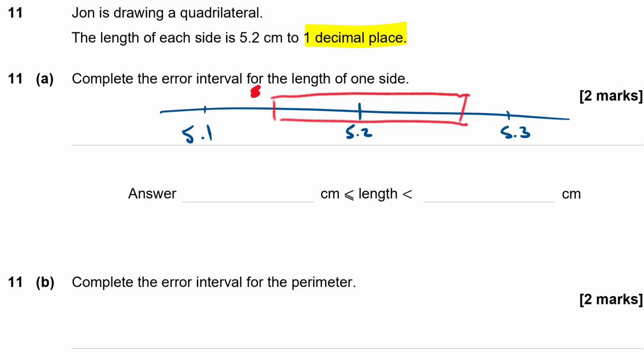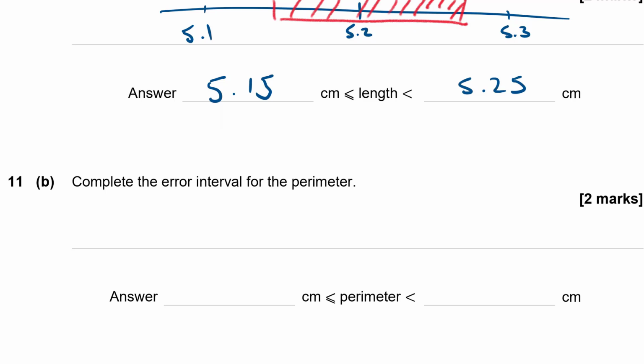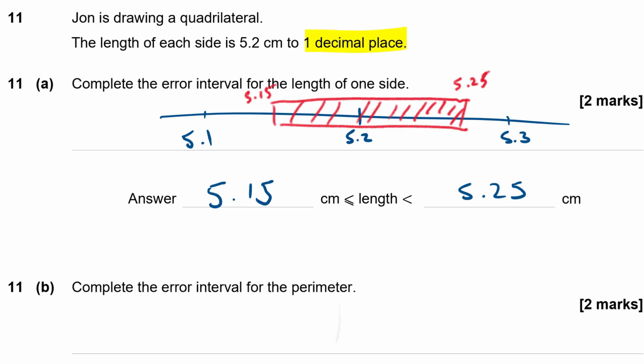That gives me a lower bound of 5.15, and the ones that round down are going to be halfway between 5.2 and 5.3, which is 5.25. So they're my two boundaries of all the values that round to 5.2. So the length needs to be bigger than 5.15 and less than 5.25.